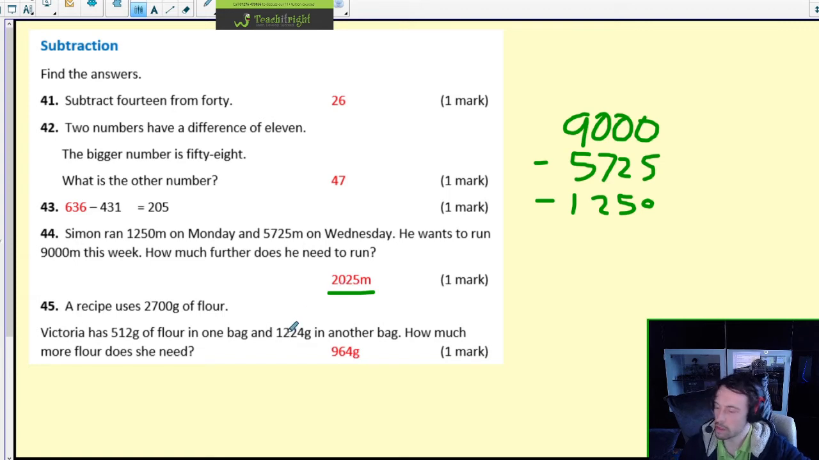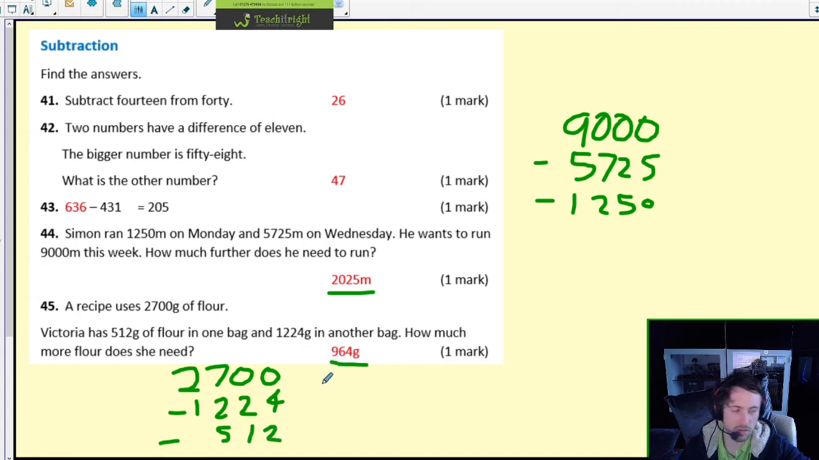A recipe uses 2,700 grams of flour. Victoria has 512 grams of flour in one bag, and okay, well, so how much more flour does she need? And very similar to the last one, we've got a total. That means take away 1,204. I always do the larger one first, and then to that, whatever that answer works out as, we'll take away another 512. And that will leave you the answer of 964.